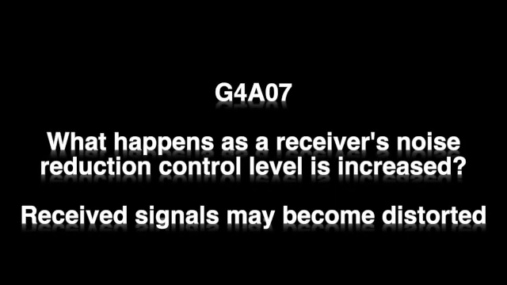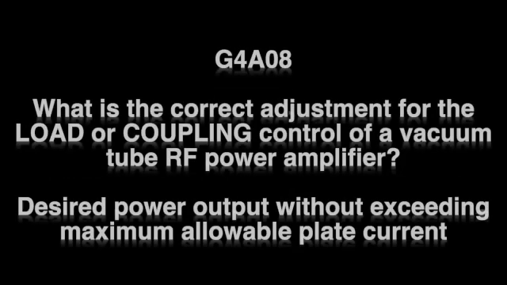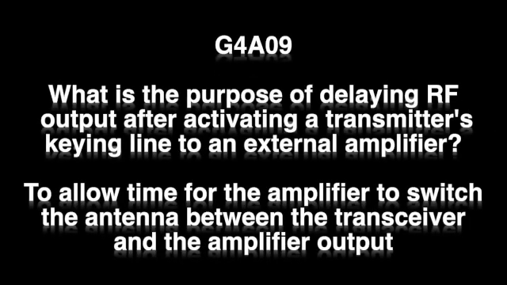G4A07. What happens as a receiver's noise reduction control level is increased? Received signals may become distorted. G4A08. What is the correct adjustment for the load or coupling control of a vacuum tube RF power amplifier? Desired power output without exceeding maximum allowable plate current. G4A09. What is the purpose of delaying RF output after activating a transmitter's keying line to an external amplifier? To allow time for the amplifier to switch the antenna between the transceiver and the amplifier output.